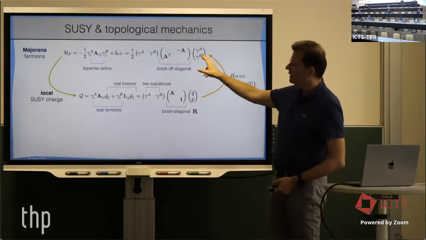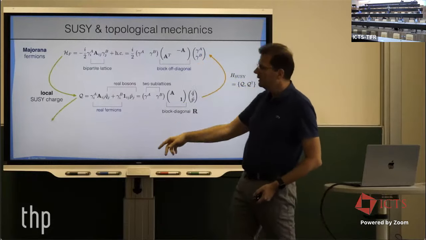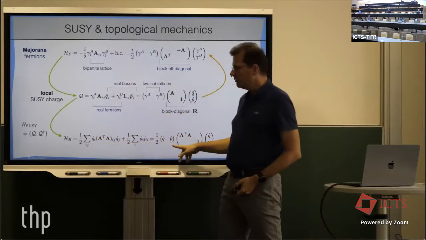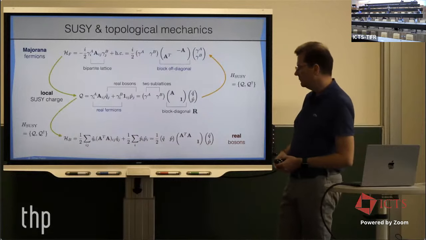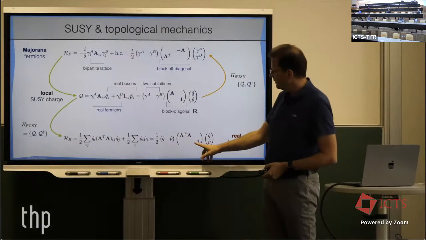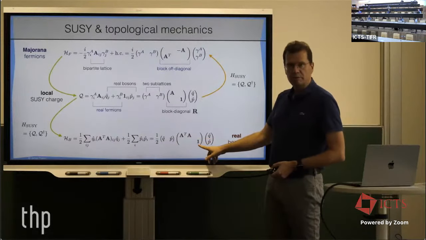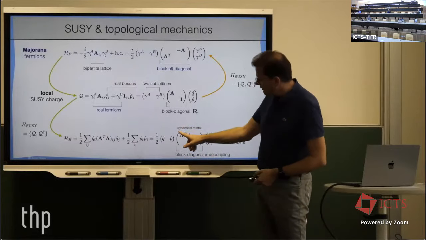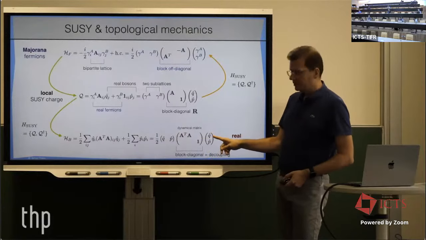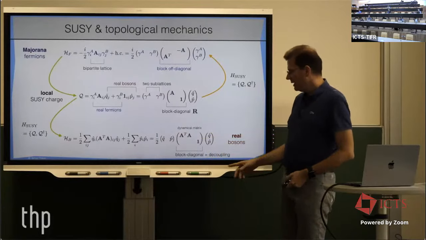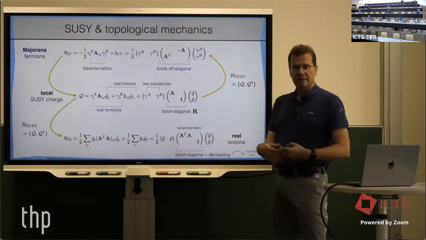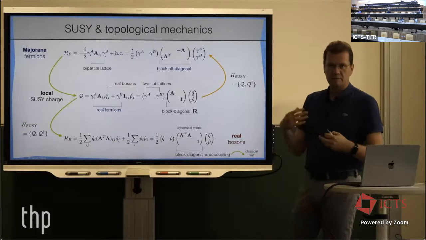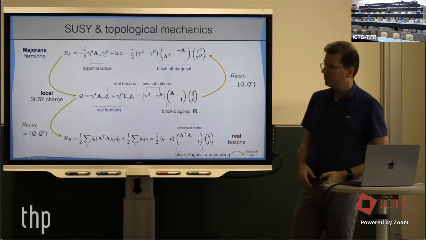If I square it, I can go back to the Majorana fermion Hamiltonian, or I can square it the other way and get to the real bosonic Hamiltonian, which will also have this diagonal block form. That's super important because it tells me that the dynamical matrix of this system decouples real space and momentum space operators, and thereby allows me to take a classical limit in some type of balls and spring model.